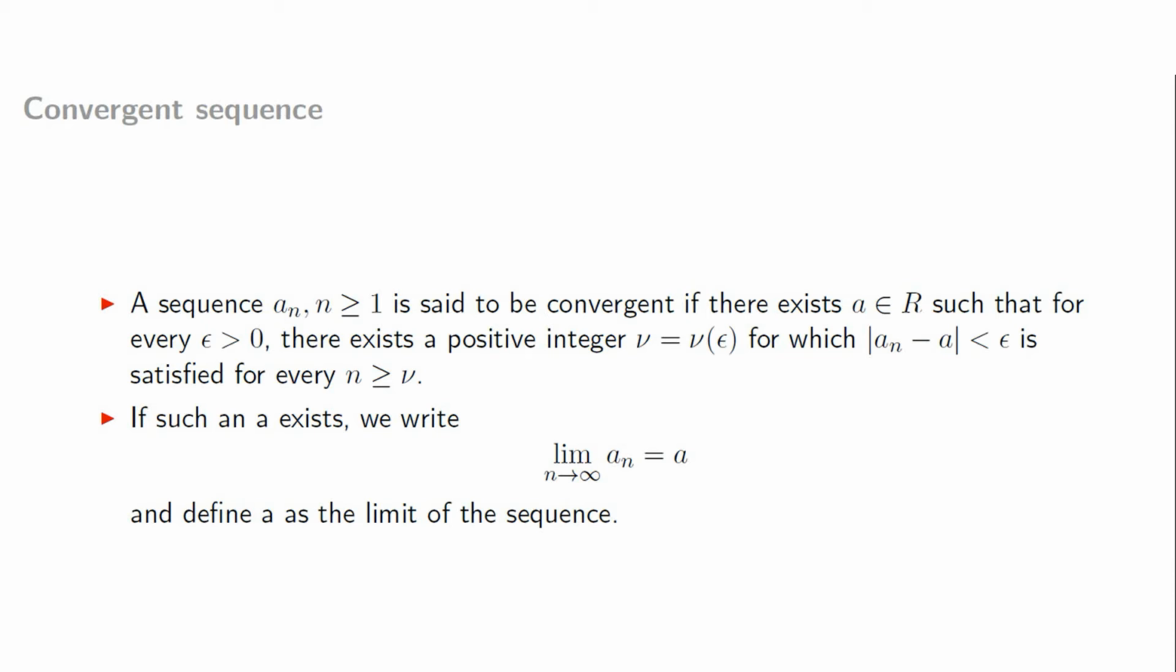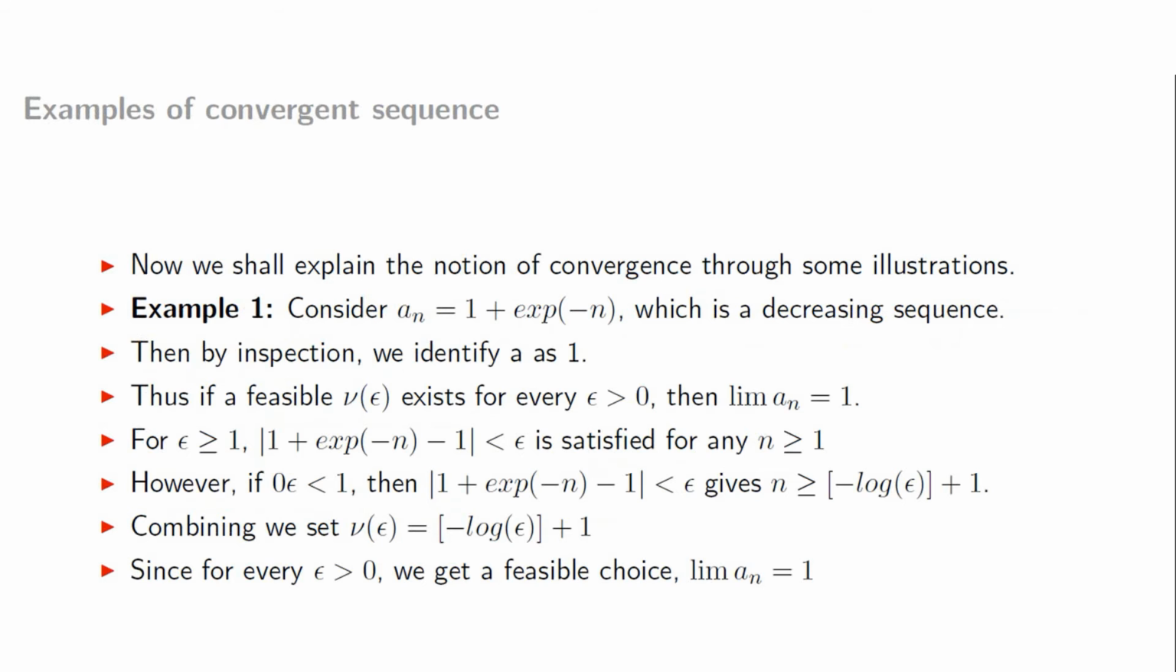If such an a, the real constant, exists, we write limit of a_n as n goes to infinity equals a and define a as the limit of the sequence. So convergence of a sequence has two components. Number one, a postulated value or postulated real constant a, and then finding a positive integer nu for every possible choice of positive epsilon. So let us explain the notion of convergence through some illustrations.